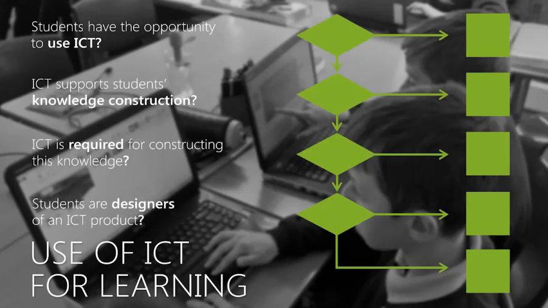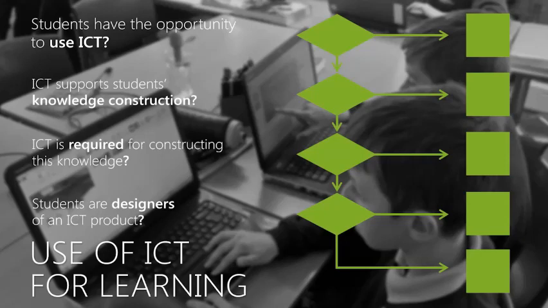The power of using a decision tree is that it provides a framework for designing learning activities and, in this case, examining opportunities for the use of ICT for learning. Considering each of these questions is useful when designing a learning activity with the use of ICT for learning in mind. For example, there are times when students will have the opportunity to use ICT for the learning activity.